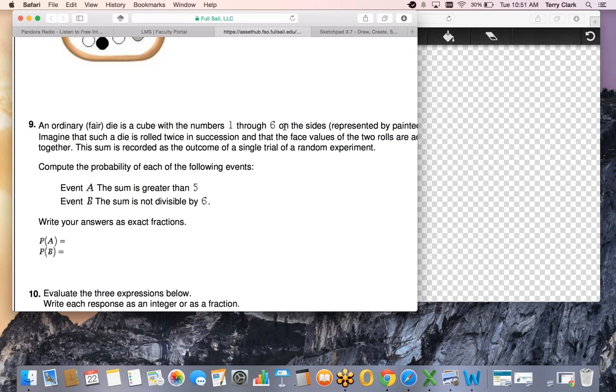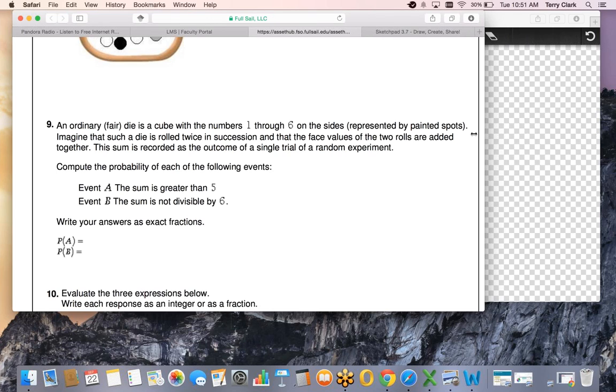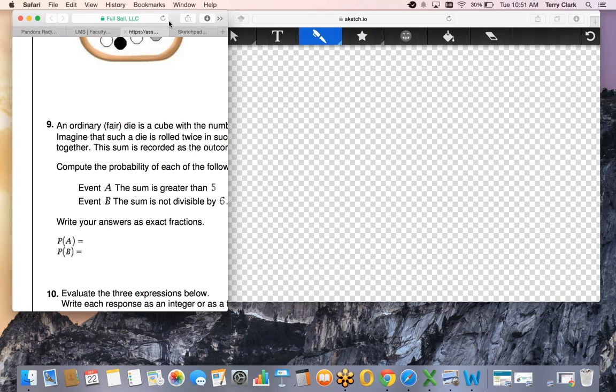Okay, number 9. An ordinary fair die is a cube with numbers 1 through 6 on the sides, represented by painted spots. Imagine that such a die is rolled twice in succession and that the face values of the two rolls are added together. The sum is recorded as the outcome of a single trial of a random experiment. They want to know, what is the probability of getting a sum that's greater than 5, and then what is the probability of getting a sum that is divisible by 6. So that's the problem.